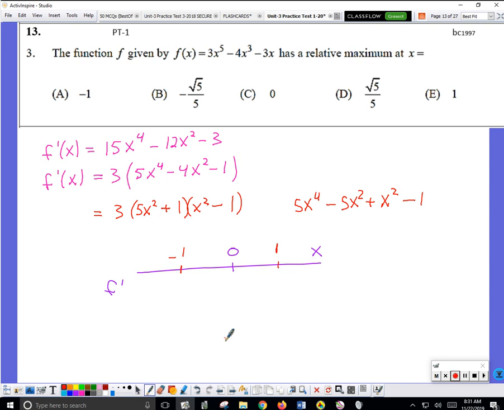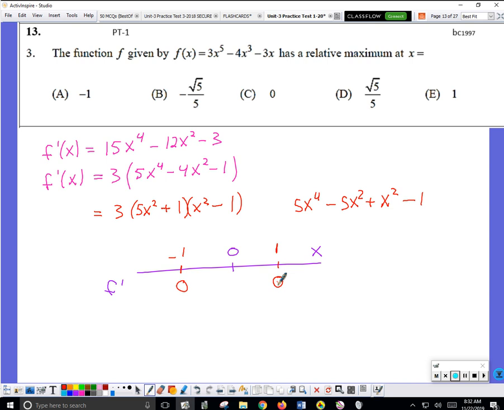Okay, look. This is always positive, this is always positive. They have no effect on the sign chart. The only thing that has an effect is this factor. So when x is -1, this will be 0. When x is 1, this will also be 0.